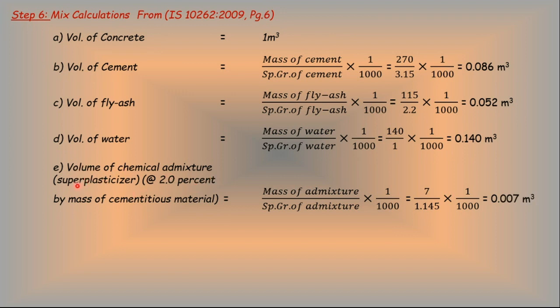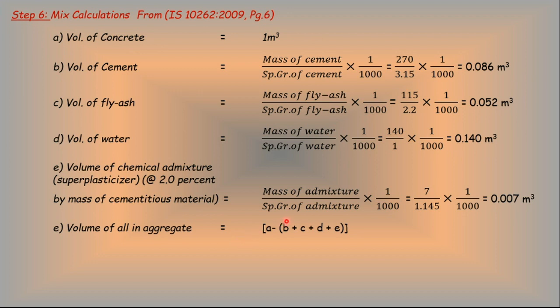Volume of chemical admixture superplasticizer at 2% by cementitious material. 2% means 350 multiplied by 2 divided by 100. It comes out to be mass as 7 and specific gravity of admixture 1.145, considering which we got the volume of admixture as 0.007 meter cube.